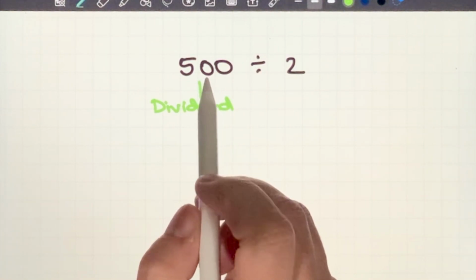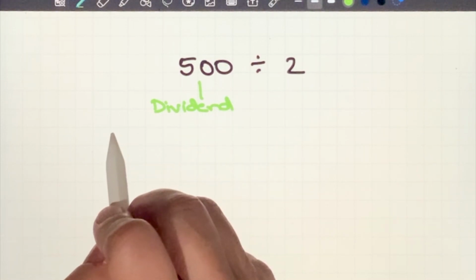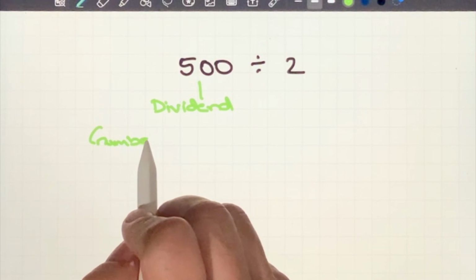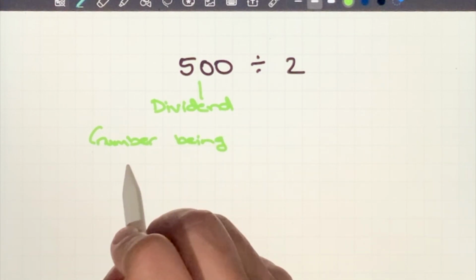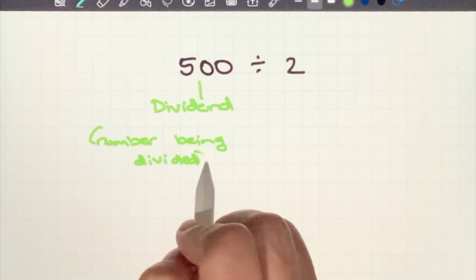This is the number that is being divided. Okay, so I might just even put that in brackets. It is the number that is being divided.